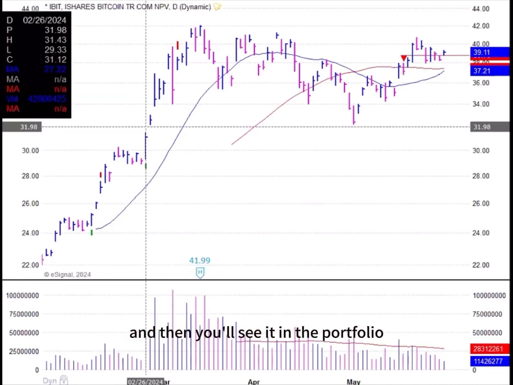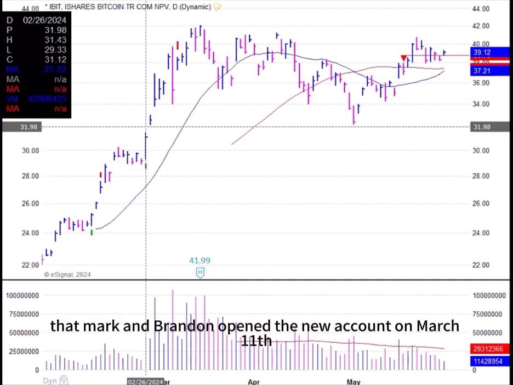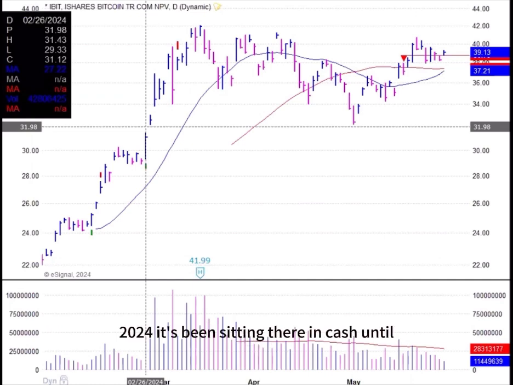in the portfolio. This is where we're going to be managing this very much like we would manage our own money. I mean, it is our own money. It is real money that Mark and Brandon opened the new account with on March 11th, 2024. It's been sitting there in cash until just recently, until the first couple of trades. But the start date, as far as we're concerned, will be March 11th. That'll be the inception date.